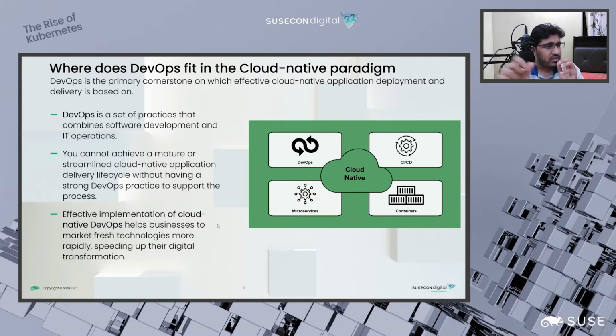For monolithic applications, it was still okay. But the moment you have loosely coupled hundreds of services, you need much better, more streamlined DevOps practices. Otherwise, how will you manage these hundreds of services and their interdependence? An effective implementation of DevOps or cloud native DevOps will help businesses speed up their digital transformation by being more agile and having a high product velocity. So it is very important to understand that at scale, when you have a lot of microservices, DevOps plays a very critical role in giving you that edge over your competitors.